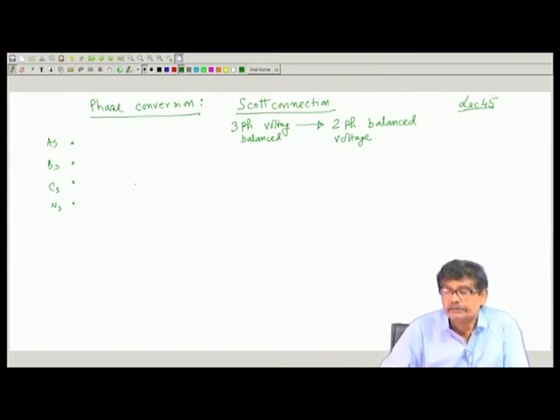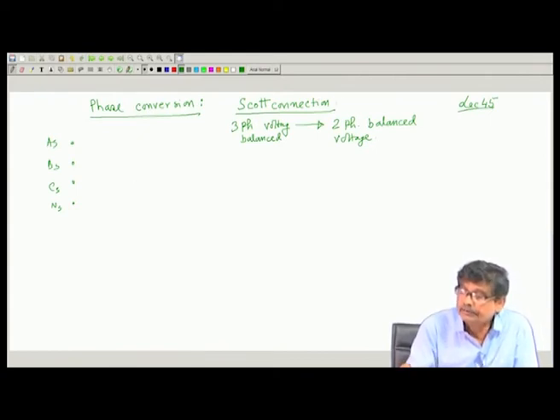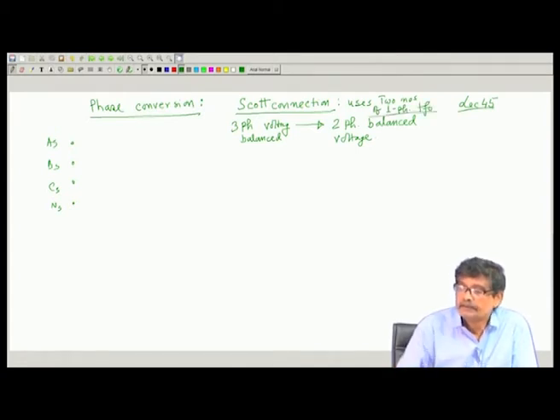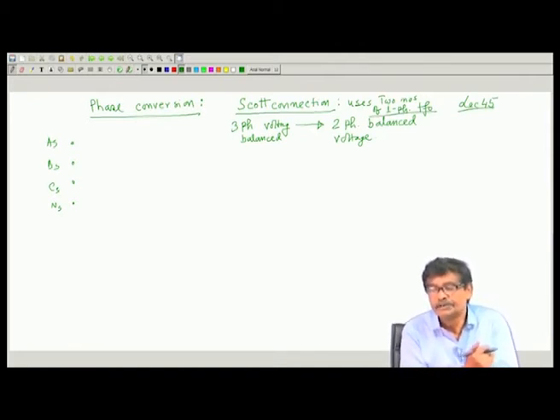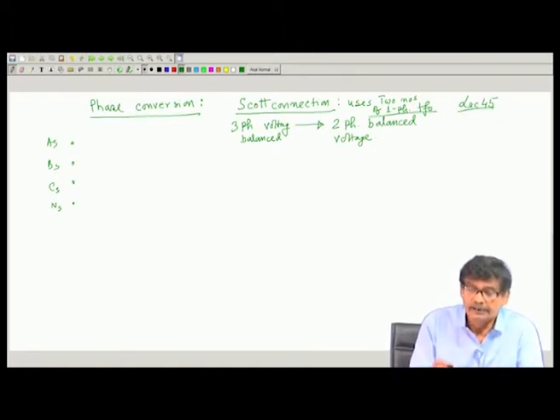So, the connection is called Scott connection, and it uses two single phase transformers, that is, three phase to two phase conversion requires two separate single phase transformers, and you can show that it will give you a balanced two phase voltage. The idea is very simple. Okay. So, let us start.